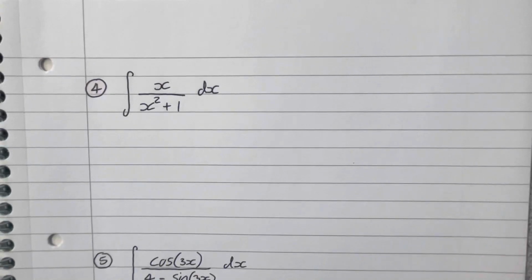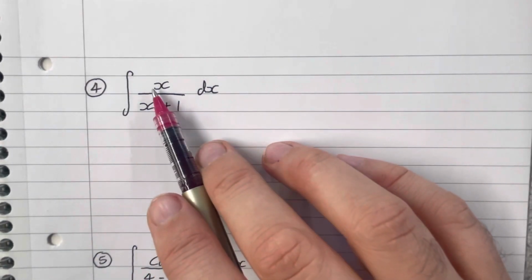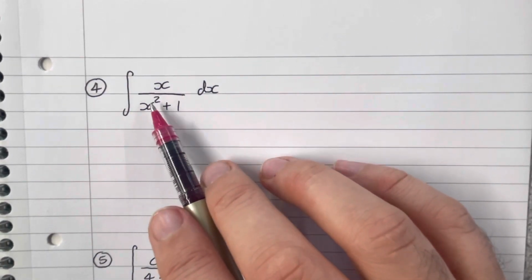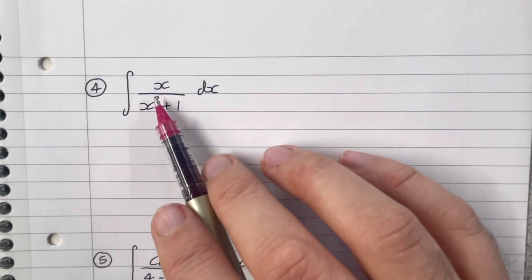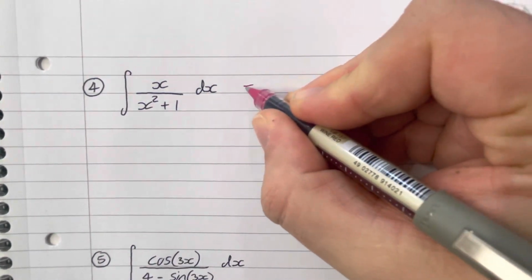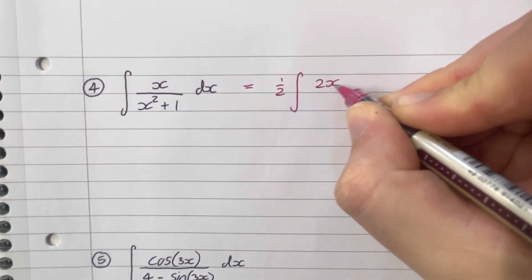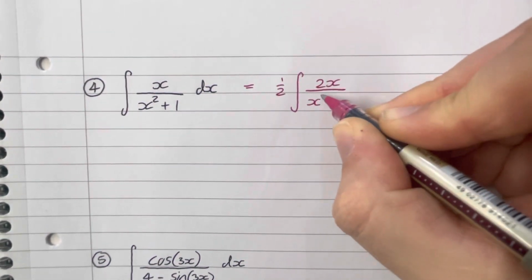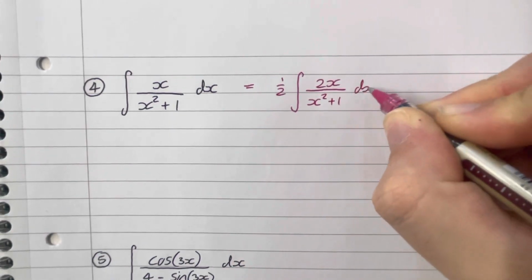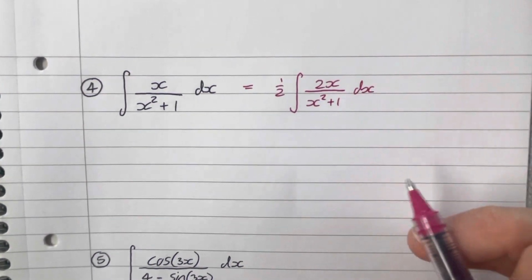Example number 4. Again, it's not quite right. The top is not quite the derivative of the bottom. I need to make it a 2x. So again, I can bring a half out to make that a 2x. And you can do that. You can bring constants in and out of the integral. You cannot bring a variable in and out of the integral.